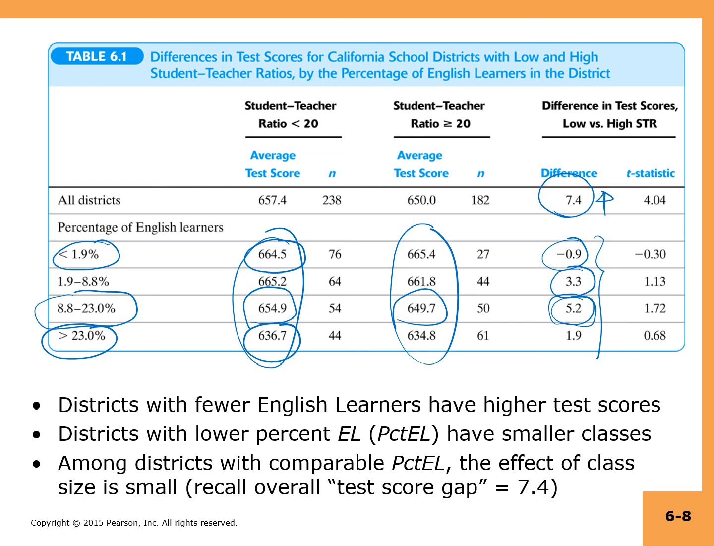So in the next lecture, we'll discuss another way of dealing with omitted variable bias. It's called multiple linear regression, where we include the omitted variable in the regression model.